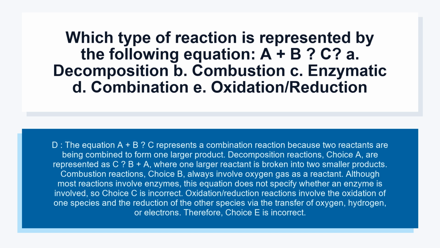The equation A plus B yields C represents a combination reaction because two reactants are being combined to form one larger product. Decomposition reactions, choice A, are represented as C yields B plus A, where one larger reactant is broken into two smaller products. Combustion reactions, choice B, always involve oxygen gas as a reactant. Although most reactions involve enzymes, this equation does not specify whether an enzyme is involved, so choice C is incorrect. Oxidation/reduction reactions involve the oxidation of one species and the reduction of the other species via the transfer of oxygen, hydrogen, or electrons. Therefore, choice E is incorrect.